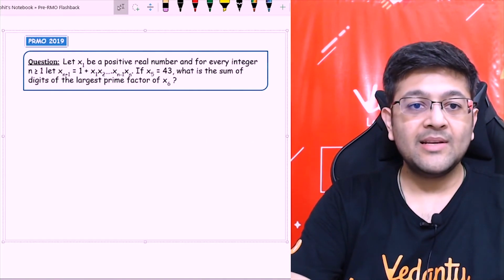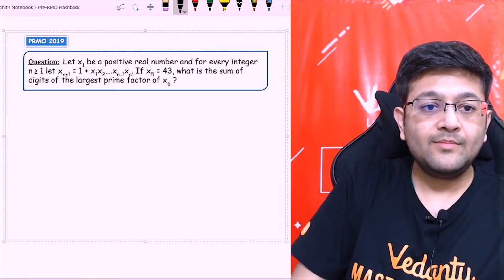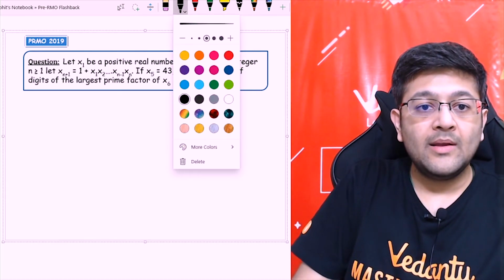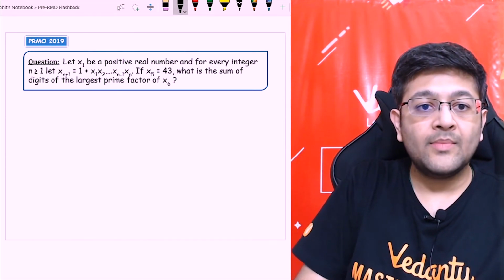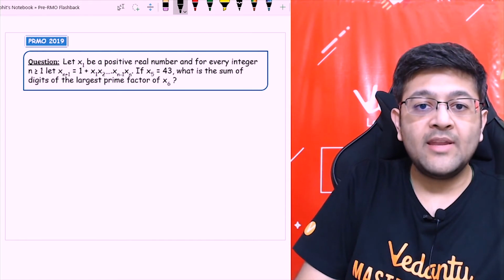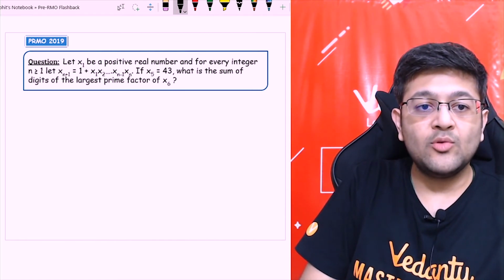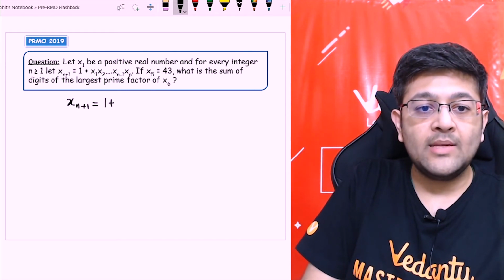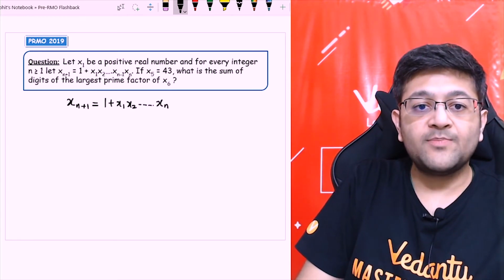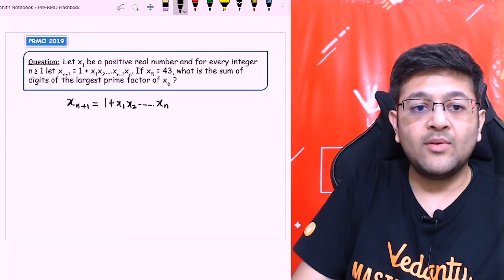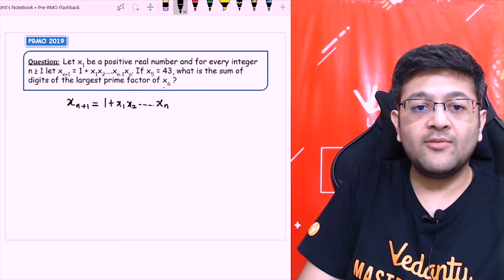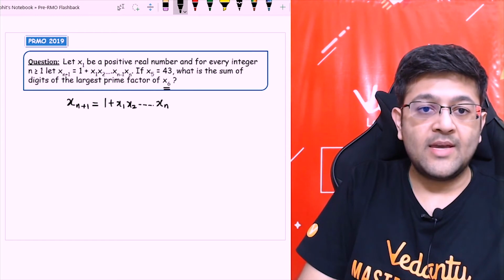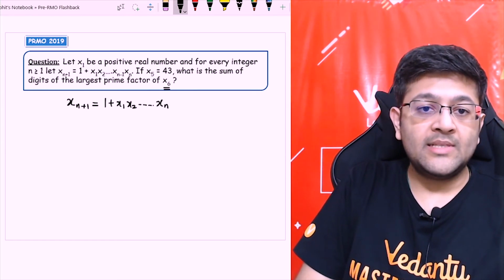Okay, here it is. Let's see. So the question says, let x1 be a positive real number, and for every integer n greater than or equal to 1, let x of n plus 1 be equal to 1 plus x1, x2, and so on up to xn. If x5 is 43, what is the sum of the digits of the largest prime factor of x6? Okay, so let's see one thing.